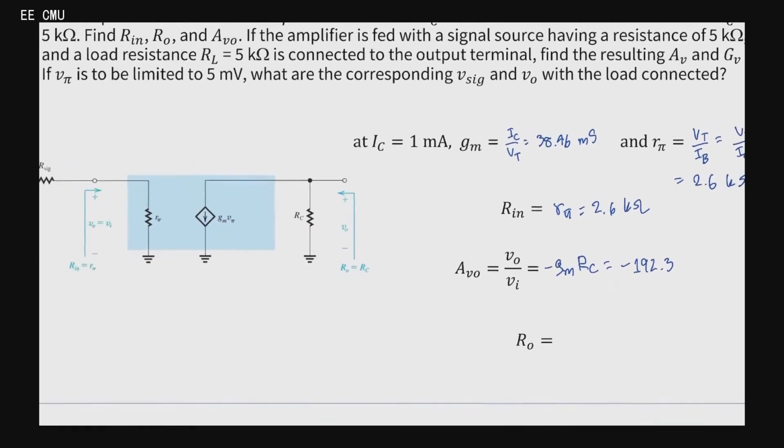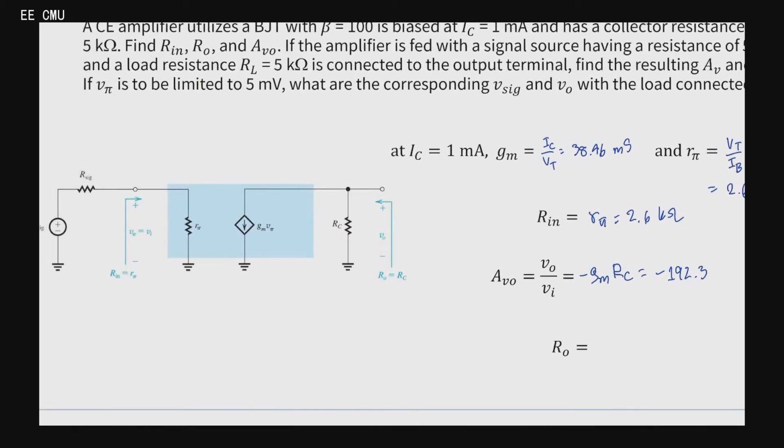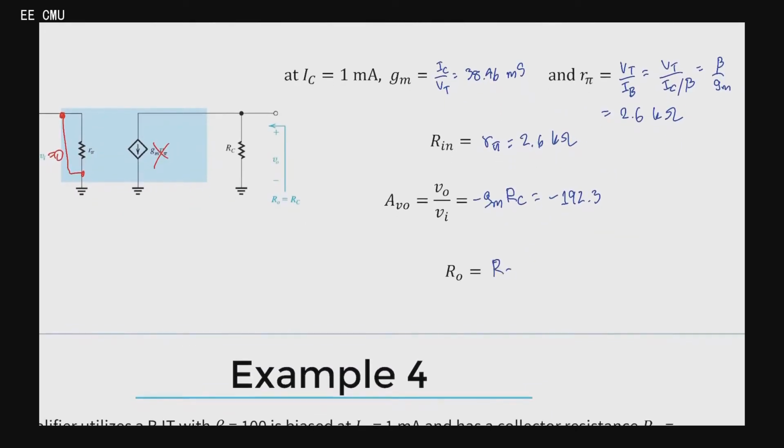How do we do that? So we start by setting Vi to 0, right? Which means shorting this to ground. Since Vi equals 0, VPI also equals 0, correct? And this part is open circuited. Since the current here is 0, it means this part is open circuited, right? Looking into this port with respect to ground, the output resistance R sees only RC. Just that one. Sorry, it's RC to ground, which equals RC, having a value of 5 kilo ohms. So that's the setting for this part already.